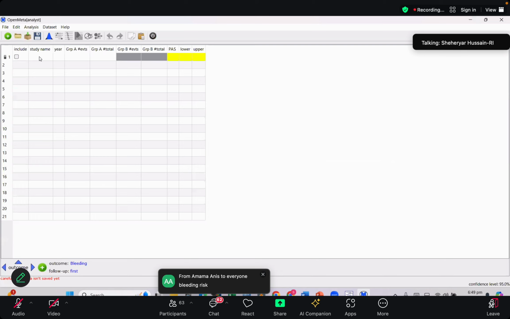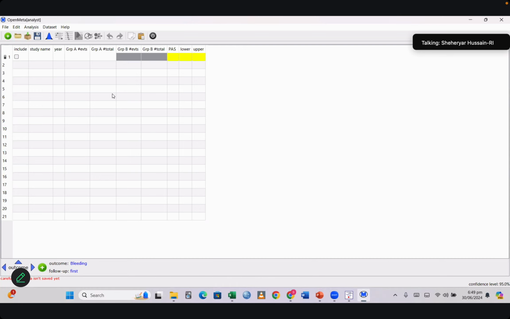You guys can see the study name here, group A events, group A total. I set the proportion and the PAS arcsine transform metric, then I clicked finish and this appeared on my screen. As you know, this is a single arm meta-analysis, so group B totals are blackened here. We just have to enter the study name, group A events, and group A total.